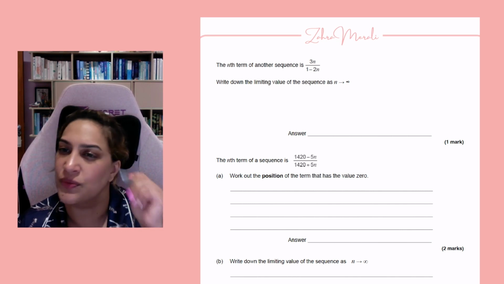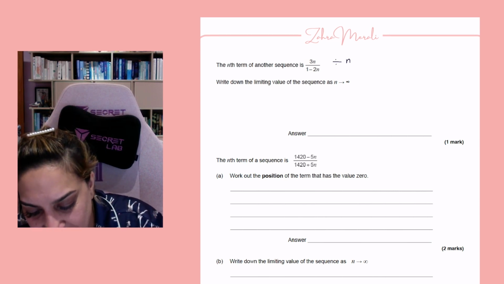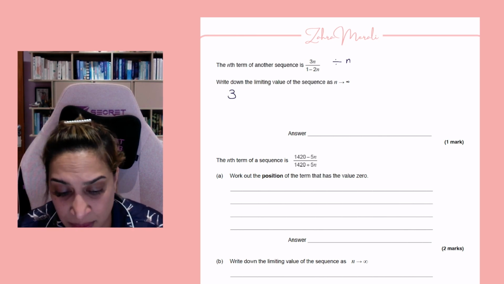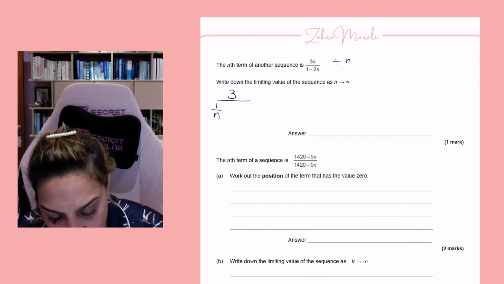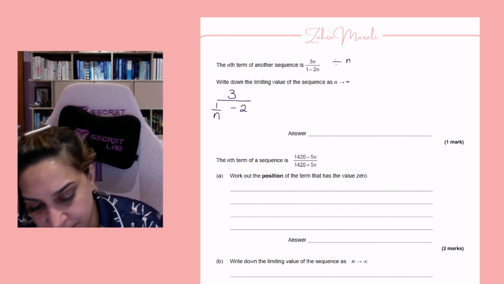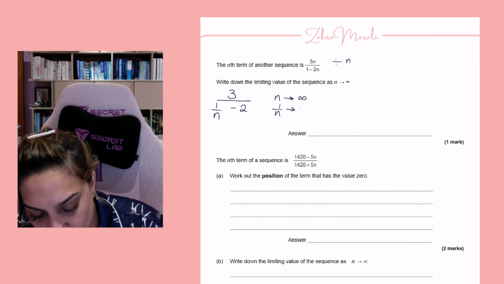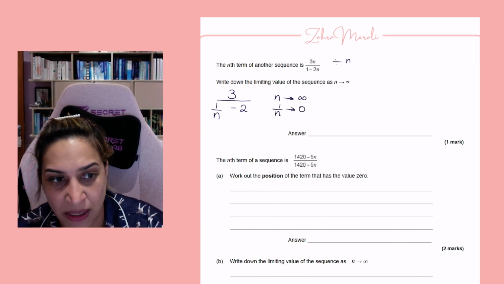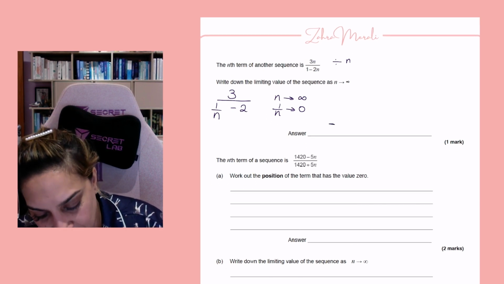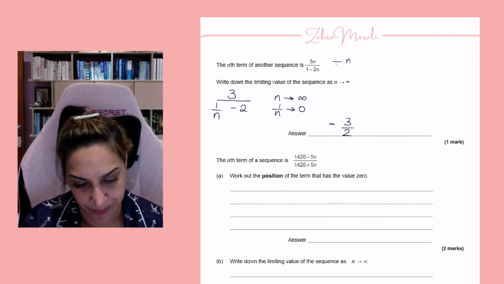You may have learned just to sort of cross out the n's. But what we're going to do is divide every single thing by n. So the top one's going to be 3n divided by n, 1 over n, because as long as we do something to everything, it makes sense. Now as n gets bigger and bigger, 1 over n goes towards 0. So my whole thing must go towards minus 3 over 2, because the 1 over n terms go towards 0.